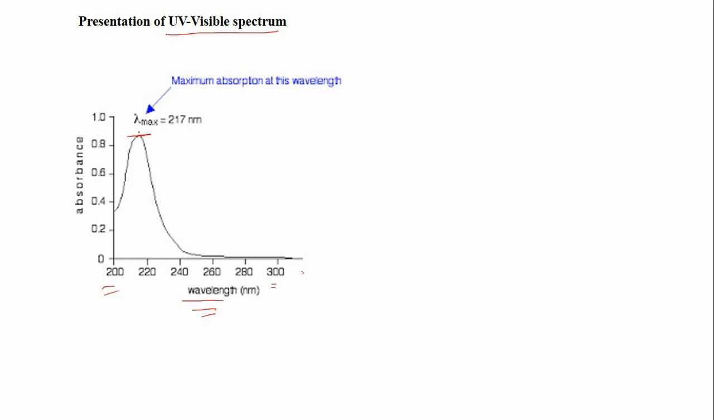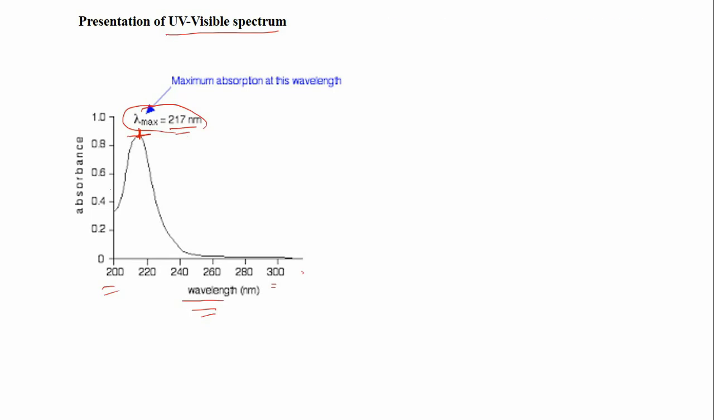Now here there's one term which is used, lambda max. What is this lambda max? This is the wavelength at which absorption becomes maximum. The wavelength at which absorption becomes maximum is called lambda max. For example, here the absorption is lower, but as the wavelength is increased, the absorption also increases, and this absorption becomes maximum at a wavelength of 217 nanometer. So this is our lambda max.